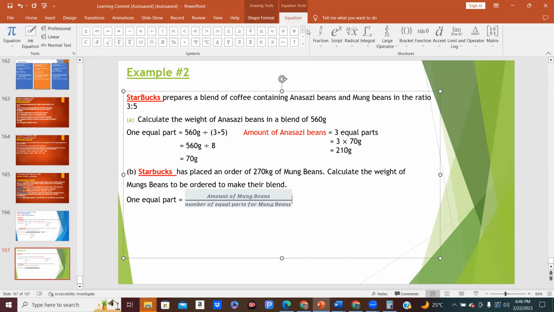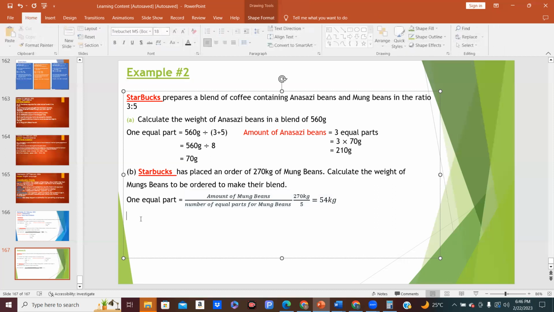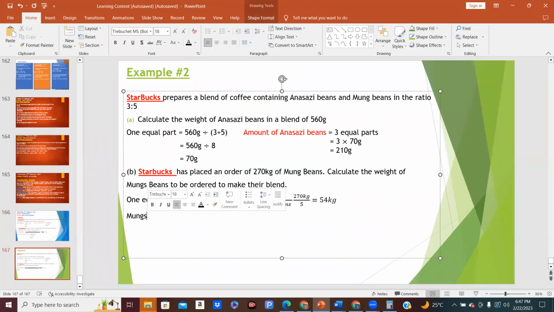What is the amount of mung beans that we have? 270 kilograms. Very good. What is the number of equal parts that we have for the mung beans? The number of equal parts for the mung beans is 5. It's 5, very good. When you divide 270 by 5, you get 54. 54 kilograms. That's the value of one equal part. Can someone tell me how we're going to get the actual amount? 5 times 54. Very good.